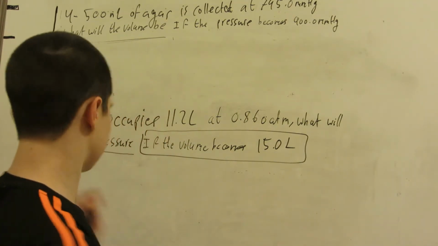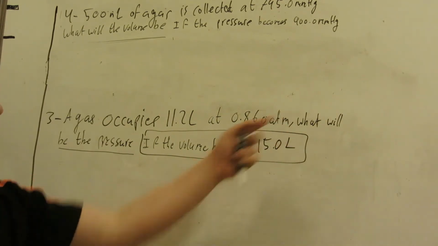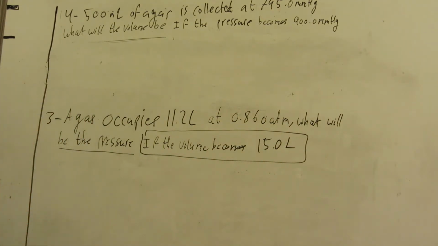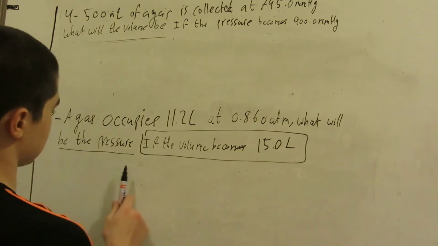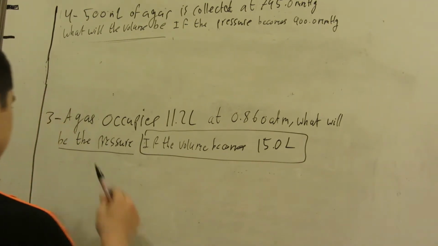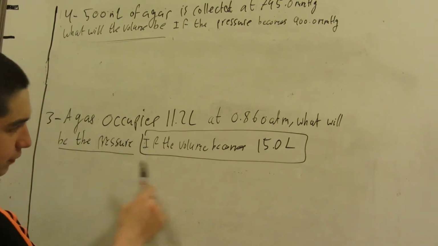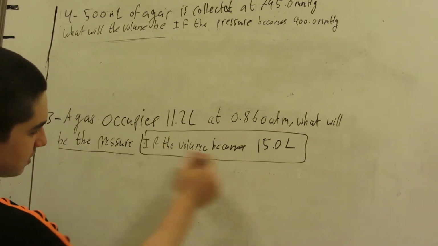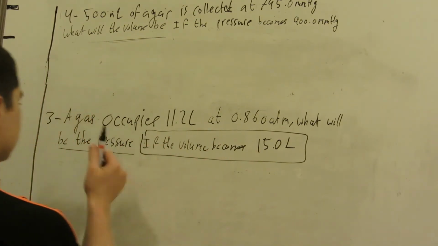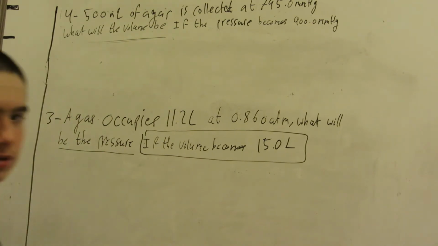Now I want you to look at the line that I put and the sentence that I boxed. Why did I do that? Well, simply because it says what will be the pressure. That shows the question: what will be the pressure? That means we're searching for a pressure. Then if the volume becomes, that means the volume is given, and the pressure is the one we're trying to solve.